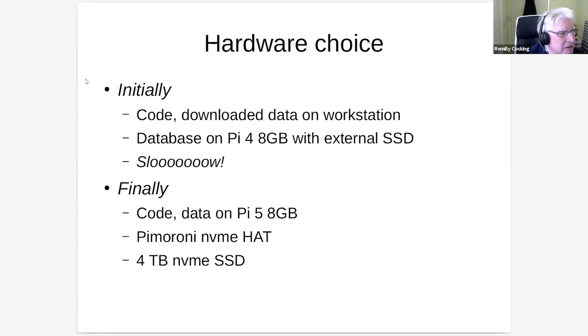So I started out with a Pi 4 with an external database. I did the code on the workstation. I downloaded my data on my workstation and then uploaded it to the Pi, and it was very slow. I ended up with the code and the data running on an 8 GB Pi 5. I've got a Pimoroni NVMe hat, and attached to that is a 4 terabyte NVMe-based SSD. And as I mentioned earlier, that really runs pretty fast when it comes to queries.